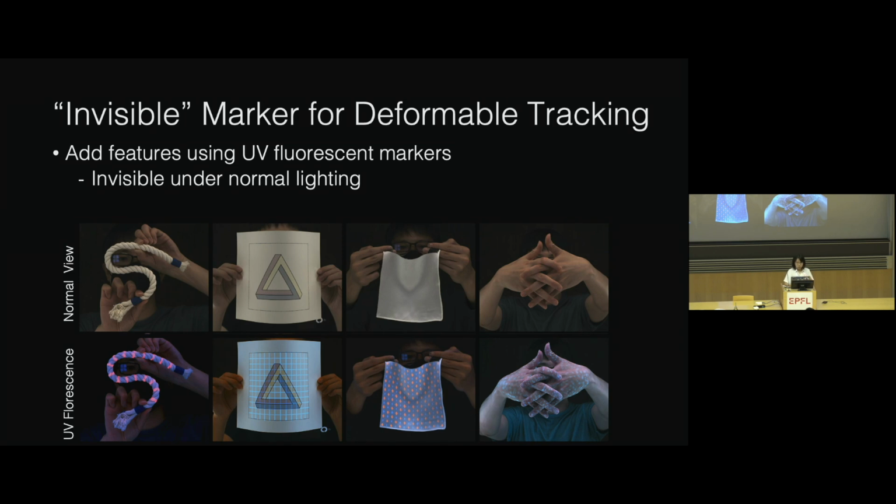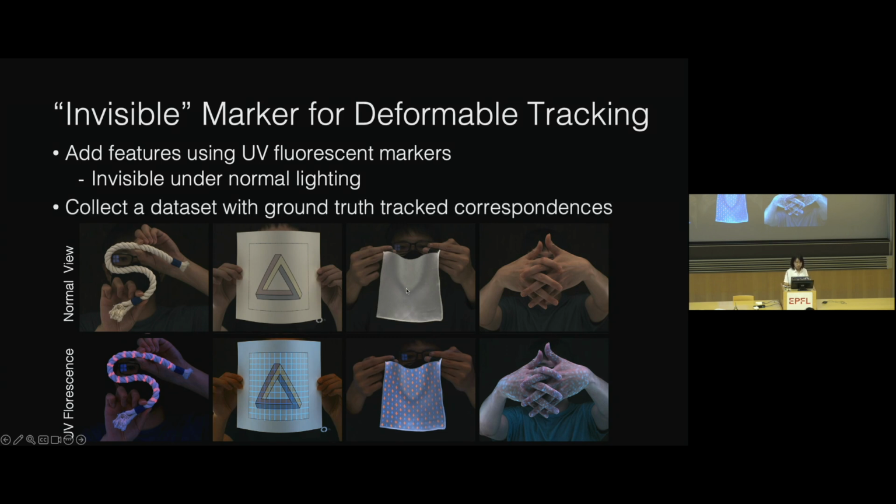And by doing this, you can track features and find correspondences with these UV fluorescent markers and then map them back to the original appearance. And with that, we collect a dataset with ground truth tracked correspondences and other 3D models.